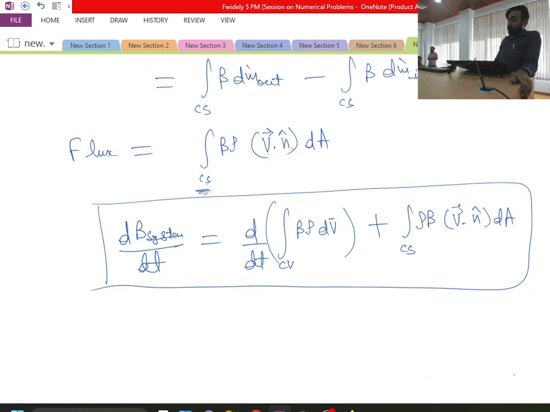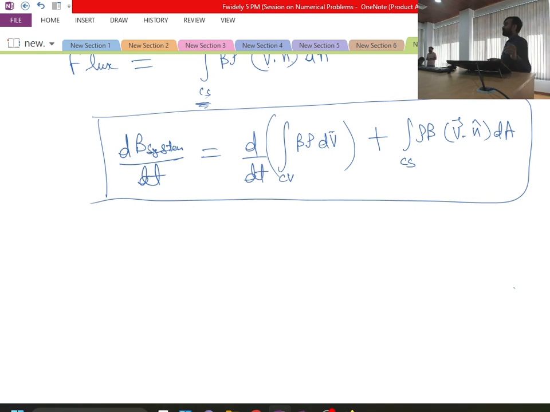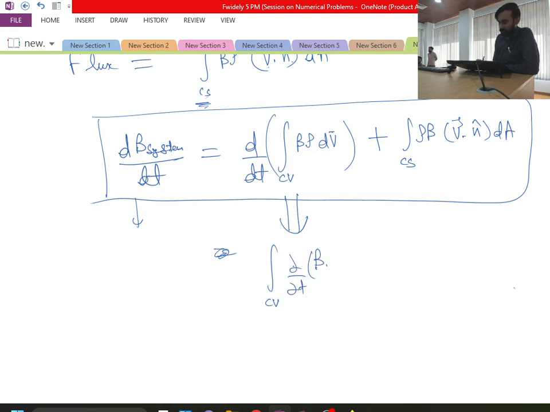Now because our control volume is fixed in space, I can take this d by dt within the integral also. So I can first do d by dt and then use the integral. I can write the first term of the right hand side in the alternate form as the integral over the control volume of del by del t of beta rho dV, because the control volume is fixed in space.